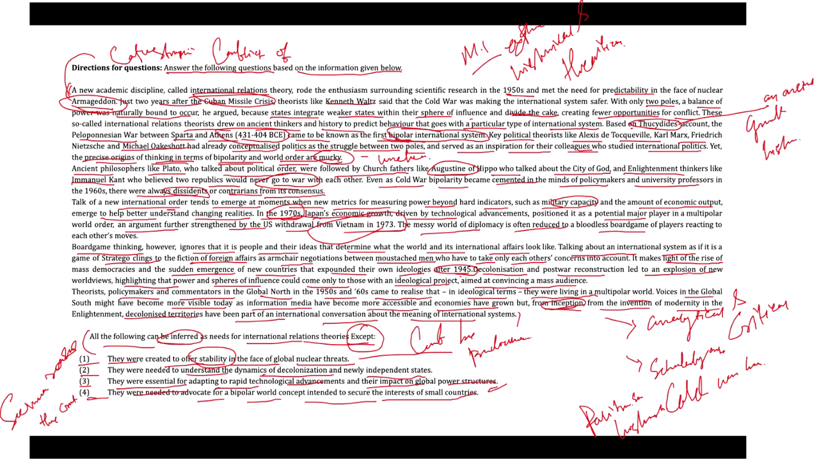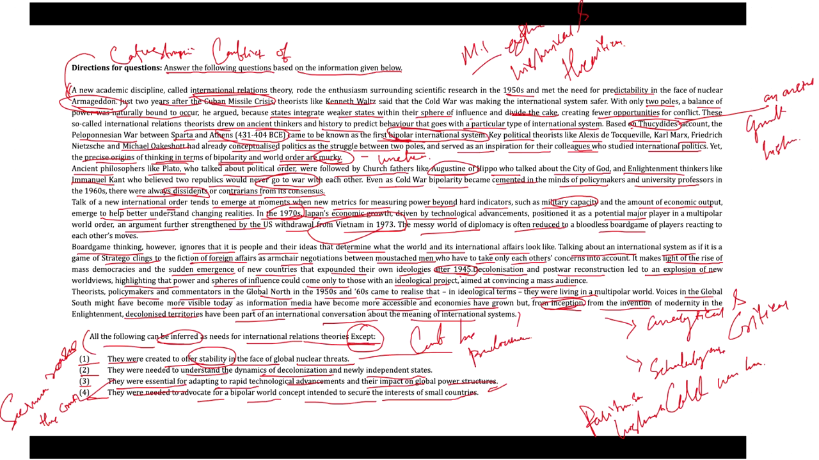It only discusses the analysis of bipolarity, not supporting it. Right. In that case, as we are looking for the exception, option 4 is the appropriate answer. Because option 1 stated what? Stability in the face of global nuclear threats. This is correct as per the passage.